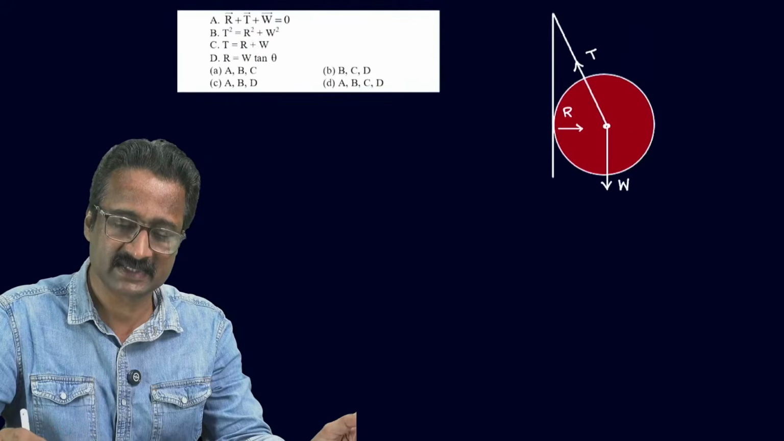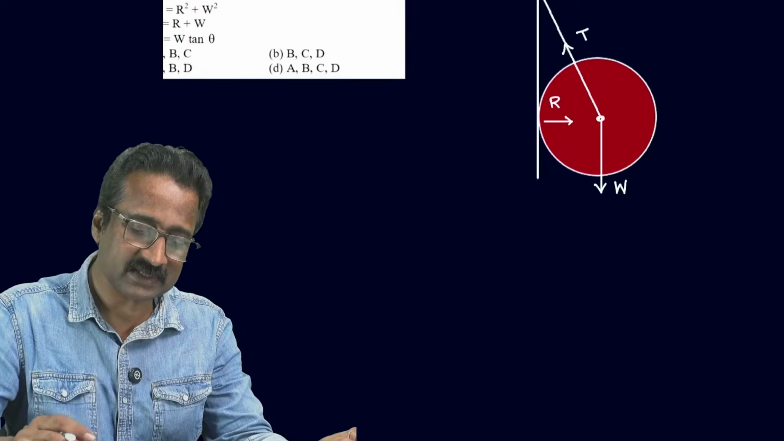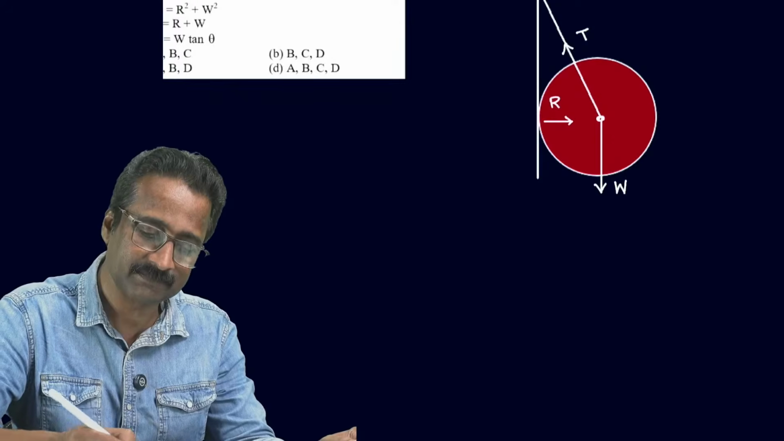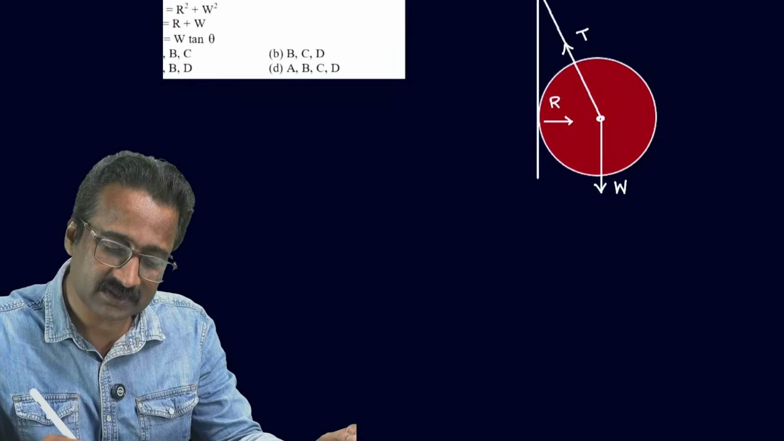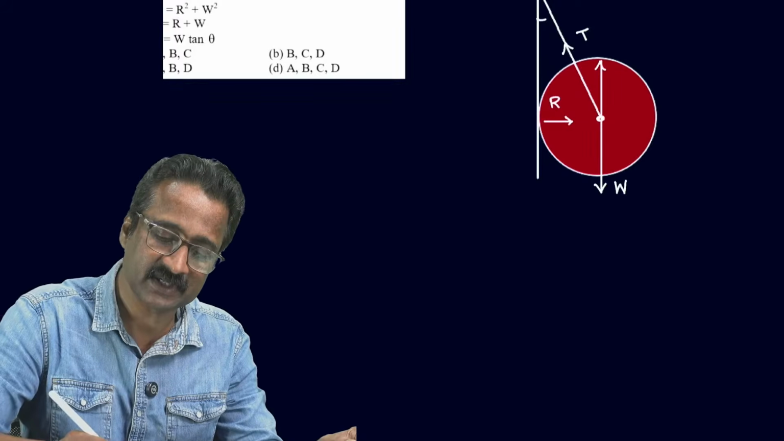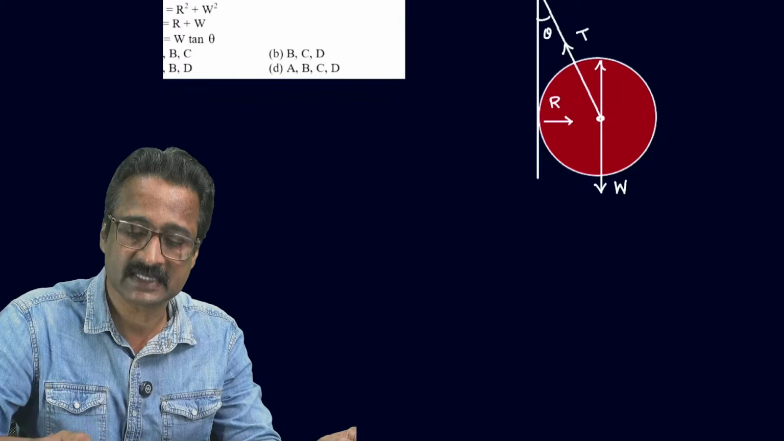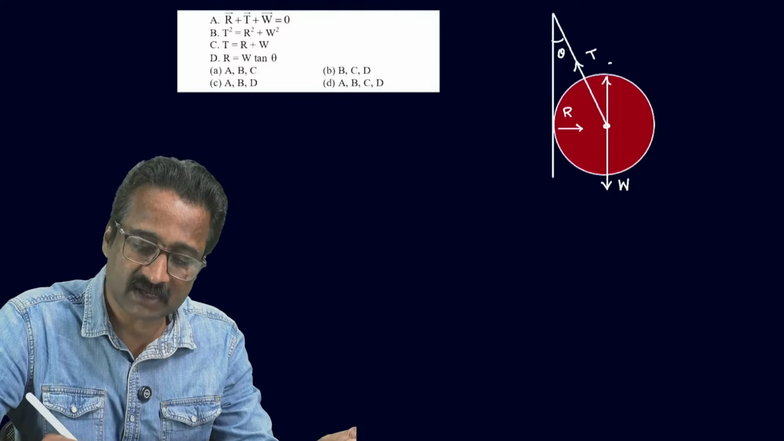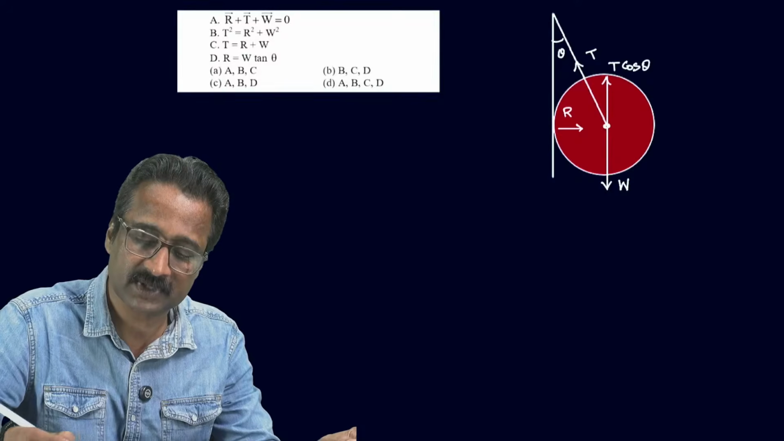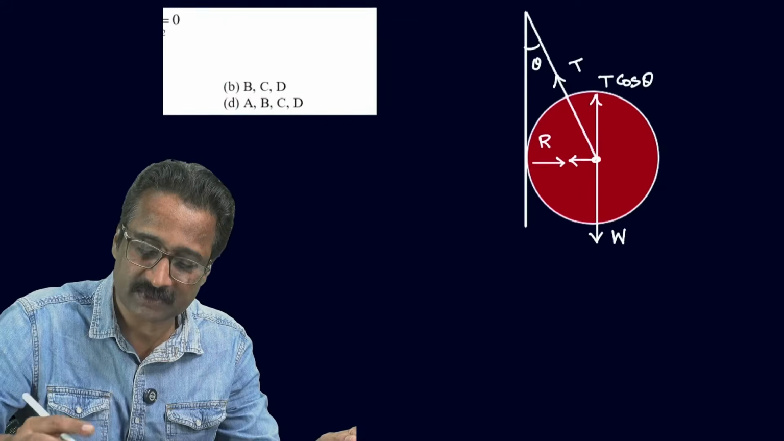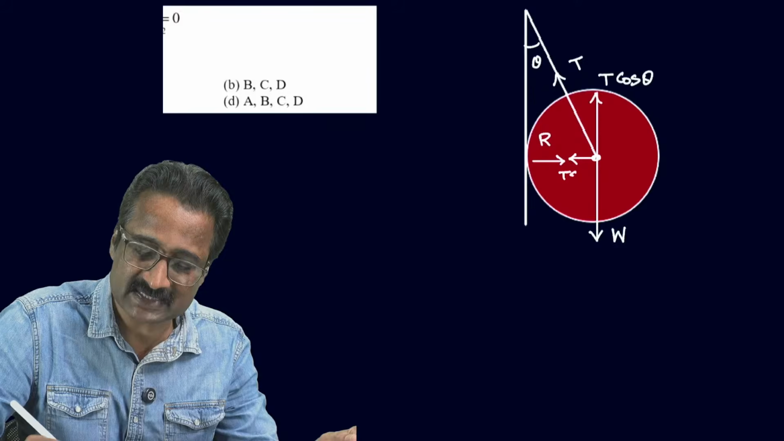Let's see if that is correct. To explain that, I'll try to resolve this tension at least into two components. That will make it easy. Okay, here T can be considered to be a combination of two components. One is T cos theta or sin theta. Let me take this as theta. Can you see that? Okay, yeah. This is theta. So T will have a component of T cos theta in the upward direction. Now T will have a component in this direction also. Okay, this is the component I'm showing. So this T is actually T sin theta.